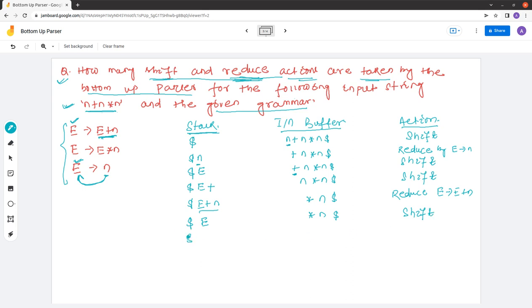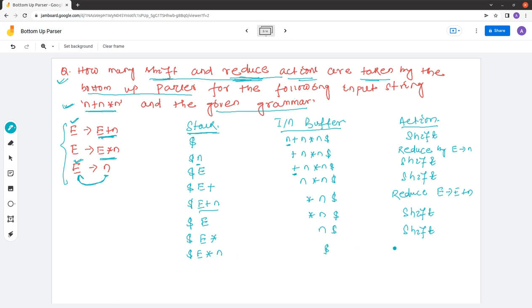Okay, so this is $E*n$. Now there is no E + E* on the right side of any production, so now I will shift again. So, $E*n$, then $. E*n is there in a production, so now we will handle E*n.